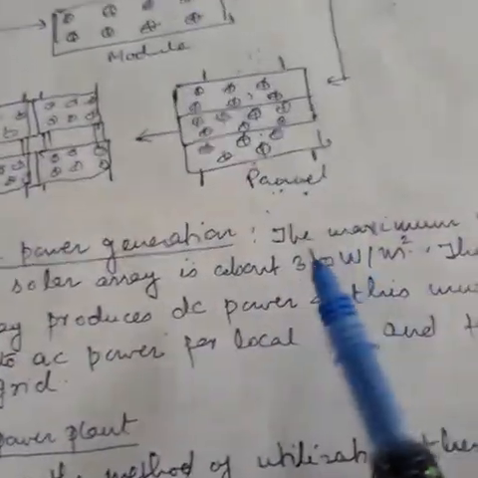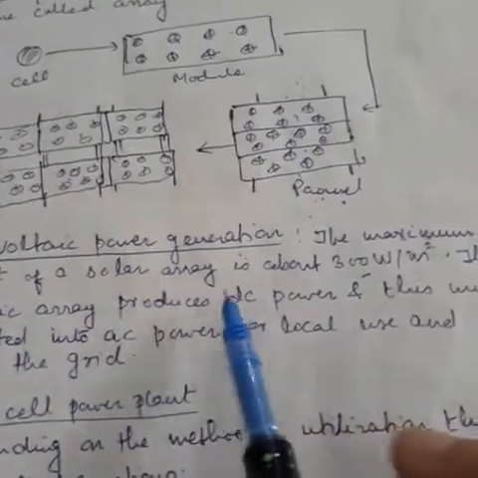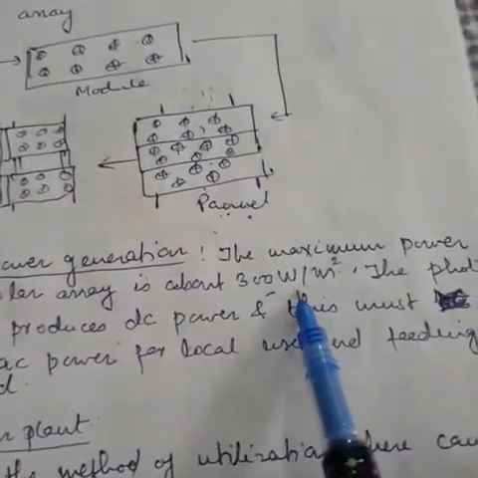In the photovoltaic power generation, the maximum power output of a solar array is about 300 watt per meter square.